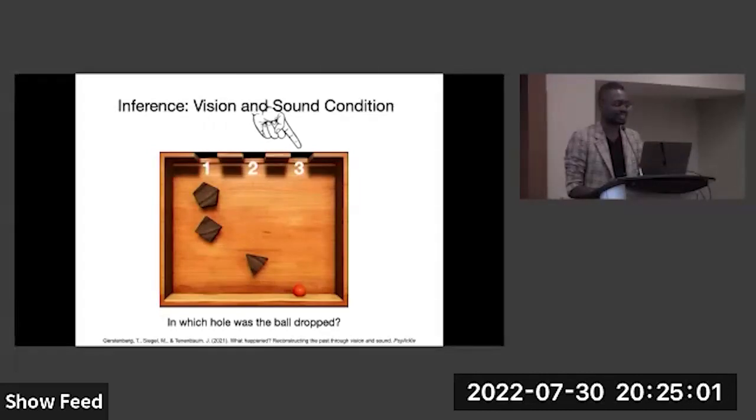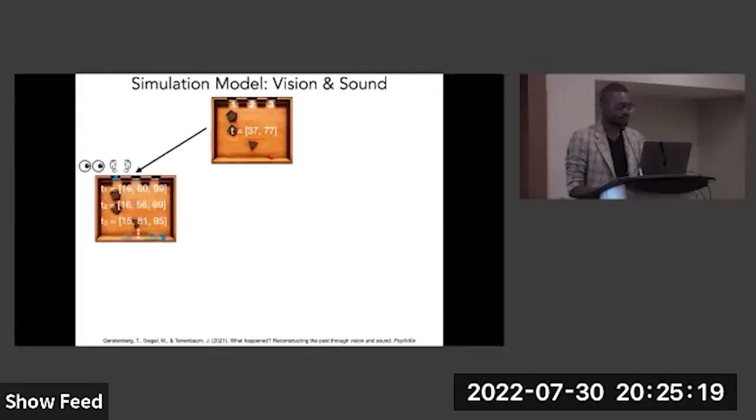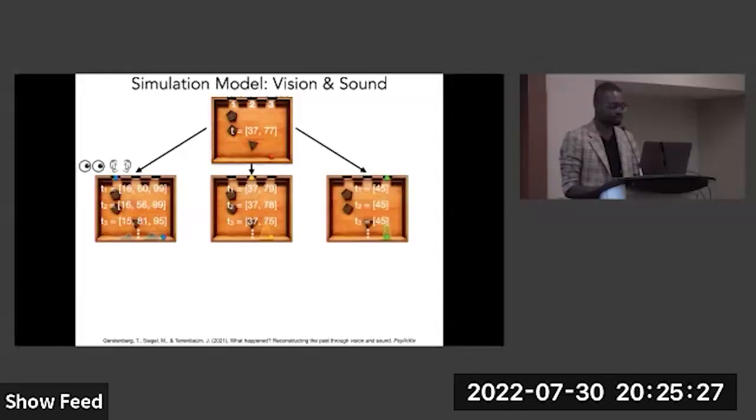Okay, good. The vision and sound simulation model encodes sounds as a vector that contains the time points at which the collisions happened. So for example, the ball collided with an obstacle here at t equals 37 milliseconds and then lands in the sand at t equals 77. To compute the likelihood, the model then compares what this vector looks like in the actual situation to what it looks like in each simulated run, as it did in the vision, for example.